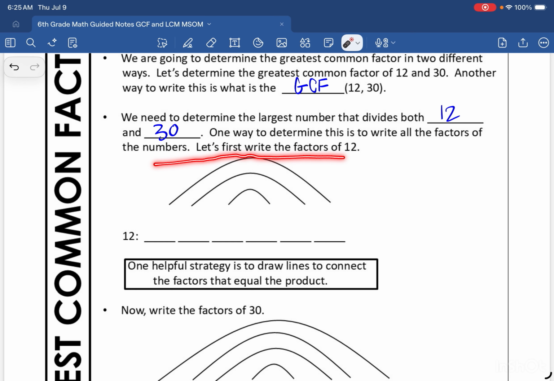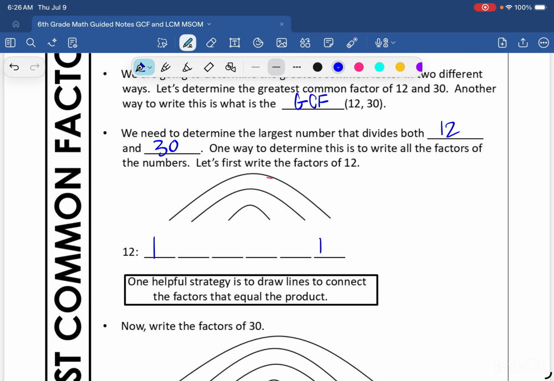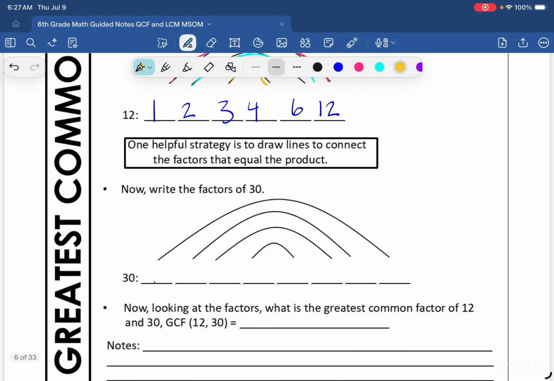Let's first write the factors of 12. 1 times 12 equals 12, 2 times 6, and 3 times 4. One helpful strategy is to draw lines that connect the factors that equal that product. So 1 times 12, 2 times 6, and 3 times 4. Now write the factors of 30. So we have 1 times 30 equals 30. 2 times 15, 3 times 10, and 5 times 6.